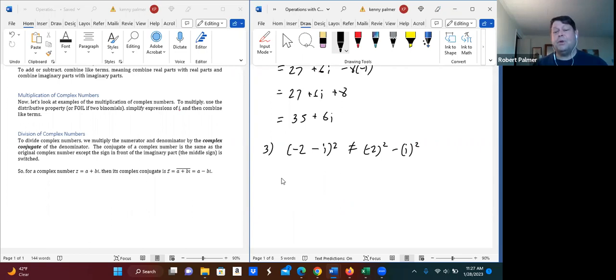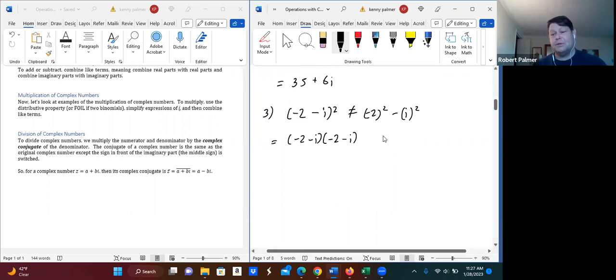So we'll explain that. What we want to do then, remember squared just means x squared is x times x, since we write this twice. So this squared means that we have -2 minus i times another version of the same thing, -2 minus i. Now, we can either FOIL or distribute. This time I think I'll distribute just to show that works.